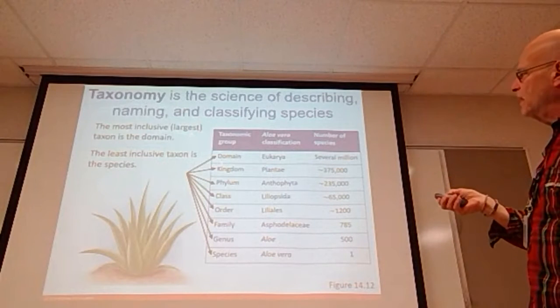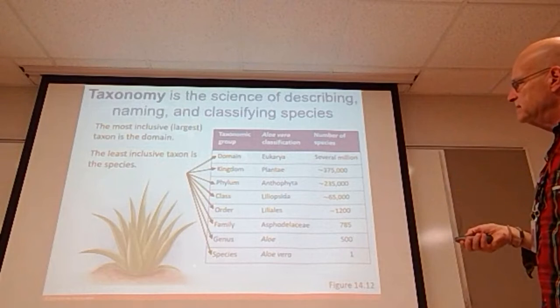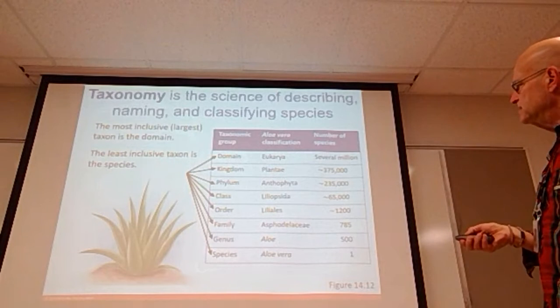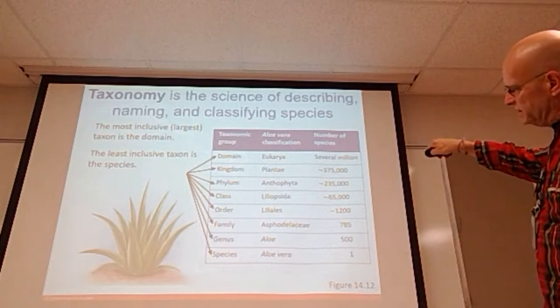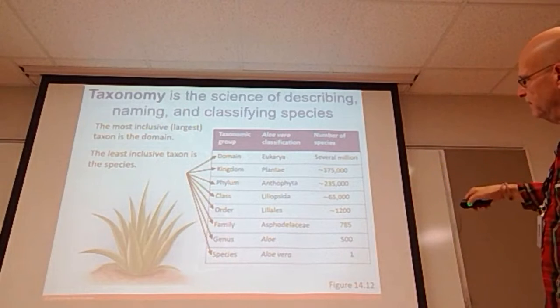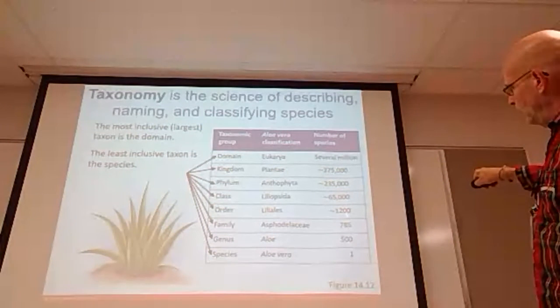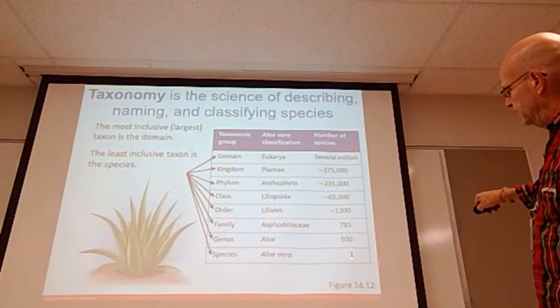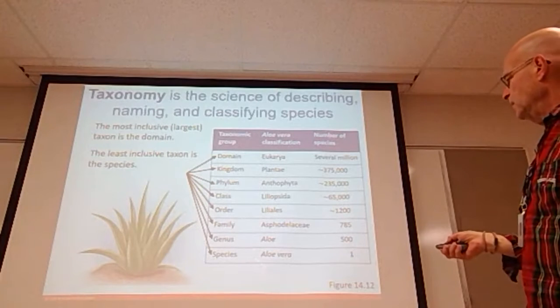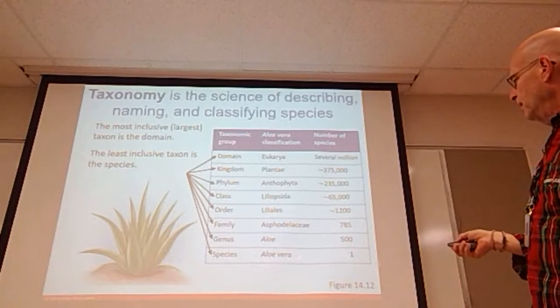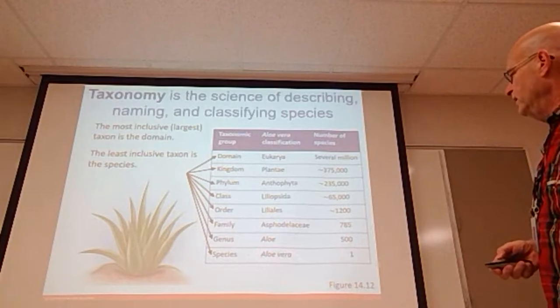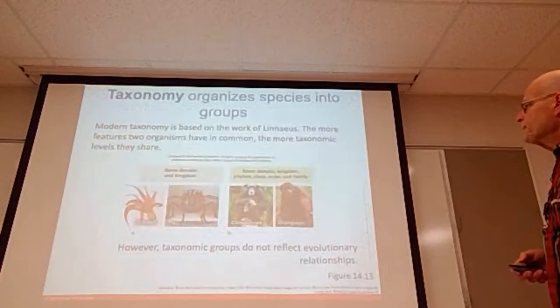Again, most inclusive, the largest taxon is the domain. The least inclusive taxon is the species. As you move down this list, the number of species is going to go down until you will eventually get to only one. There's only one member of something that has its genus and species name.